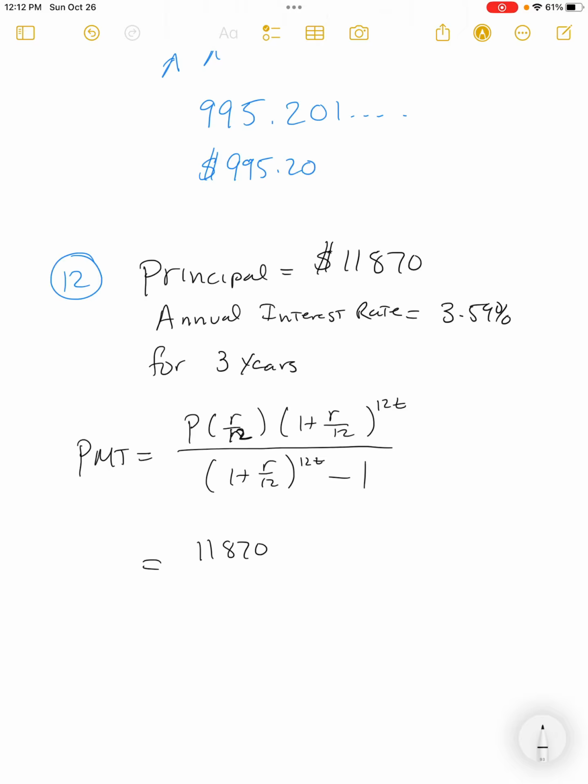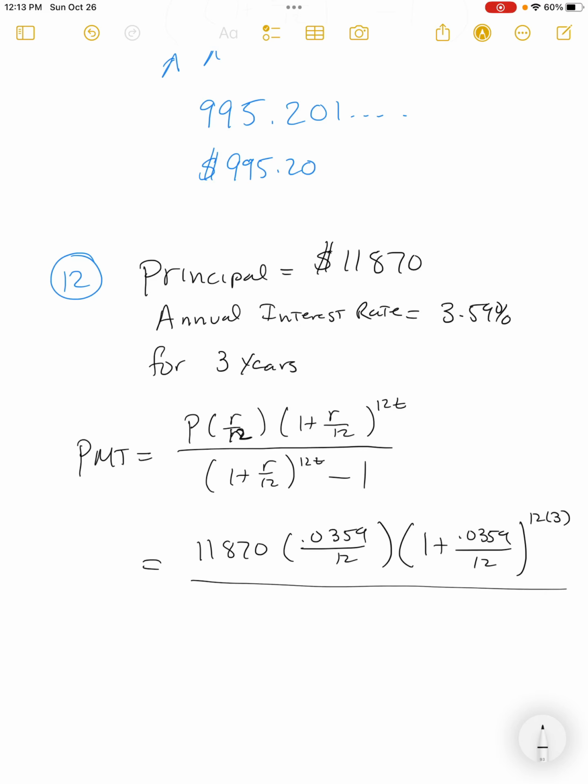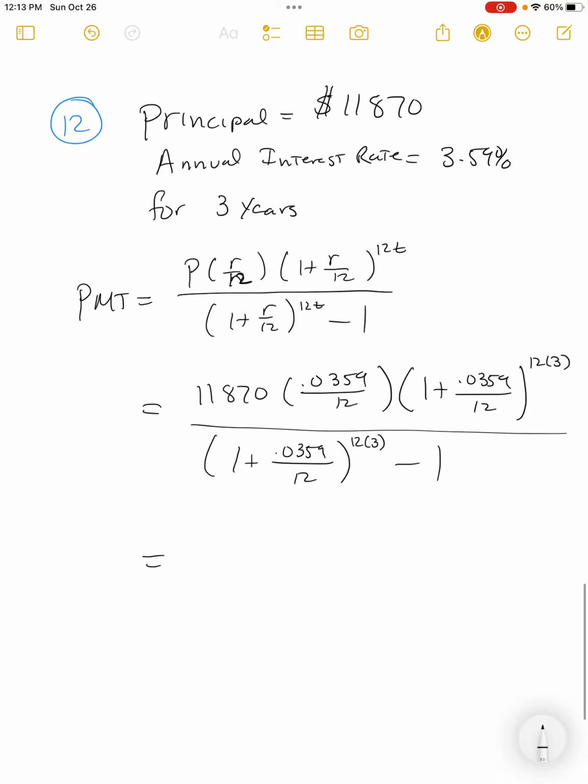So P, 11,870. R, well, they gave me R. R is 3.59%, so 0.0359, all divided by 12, always. Open parentheses, 1 plus 0.0359, all over 12. All to the 12 times 3, for emphasis. And now we have 1 plus 0.0359, all over 12, to the 12 times 3, minus 1.